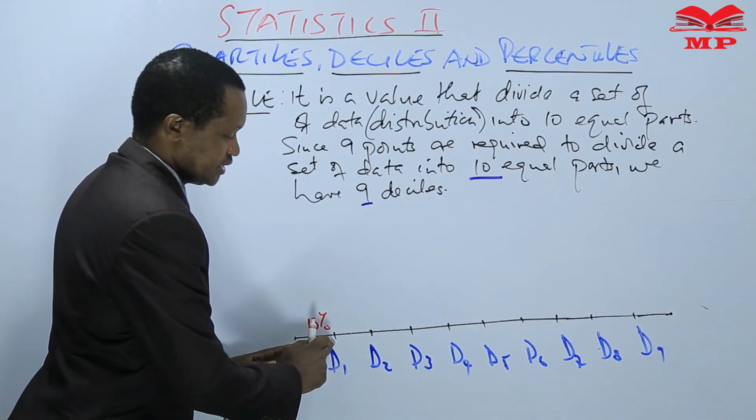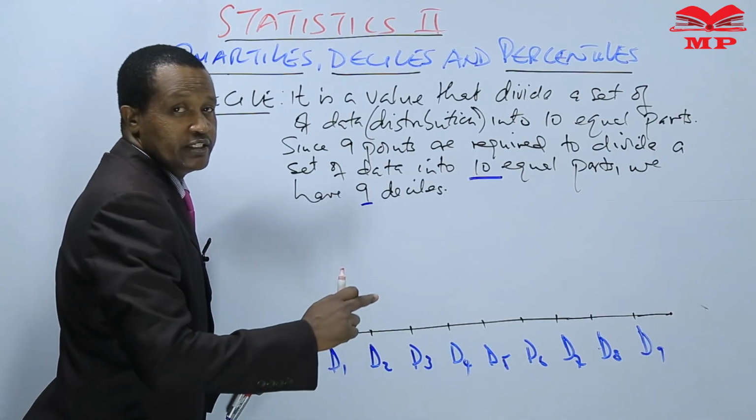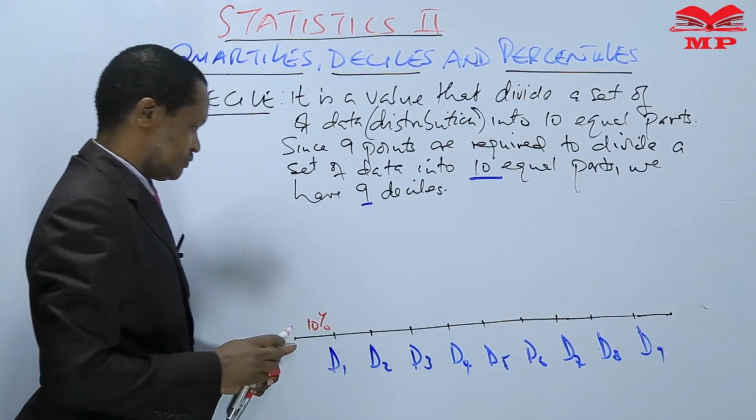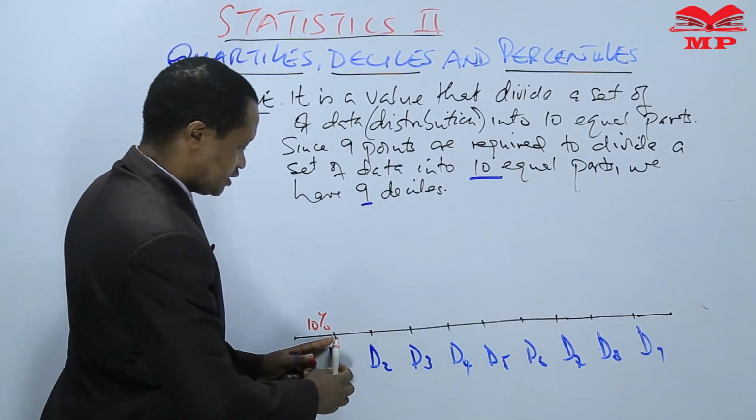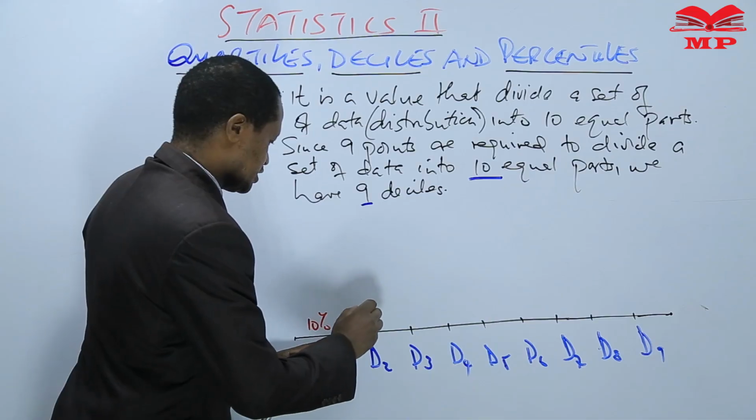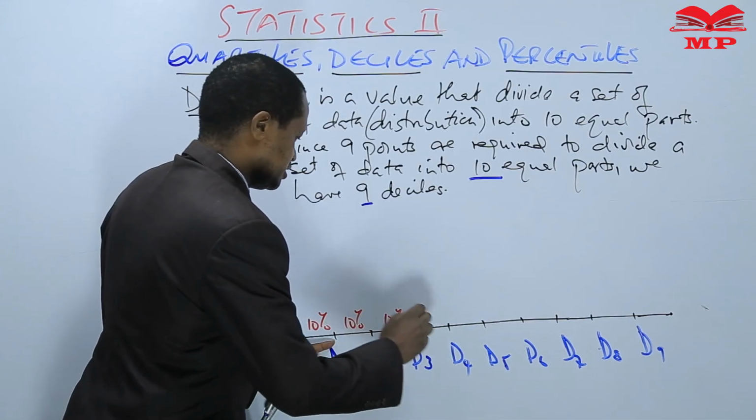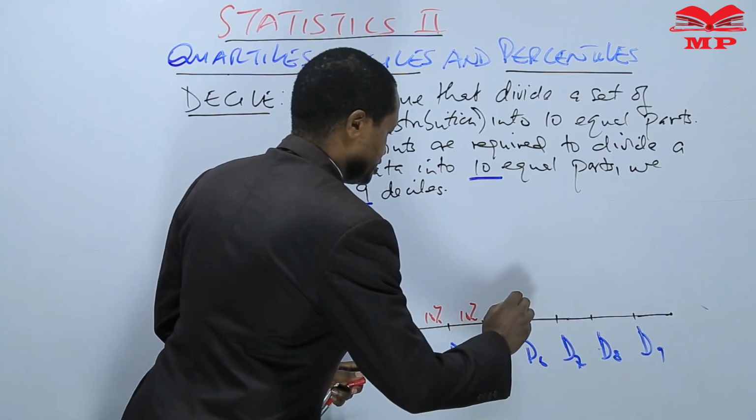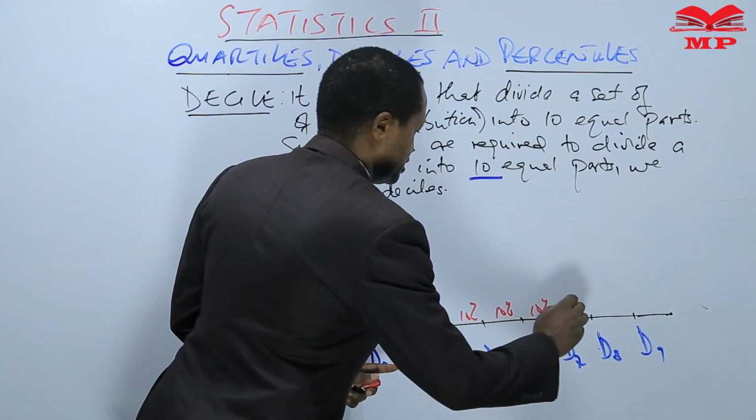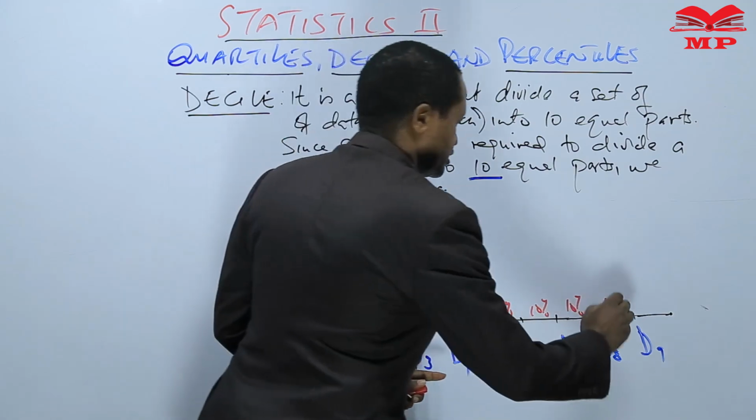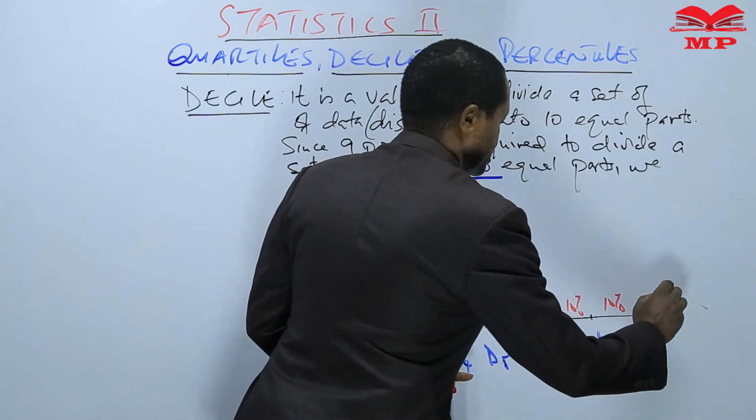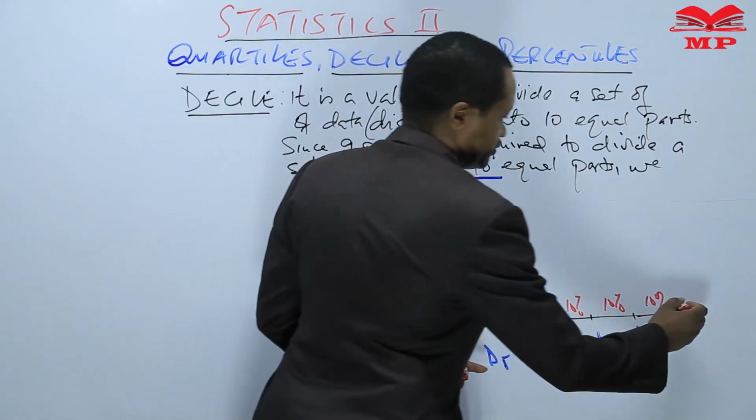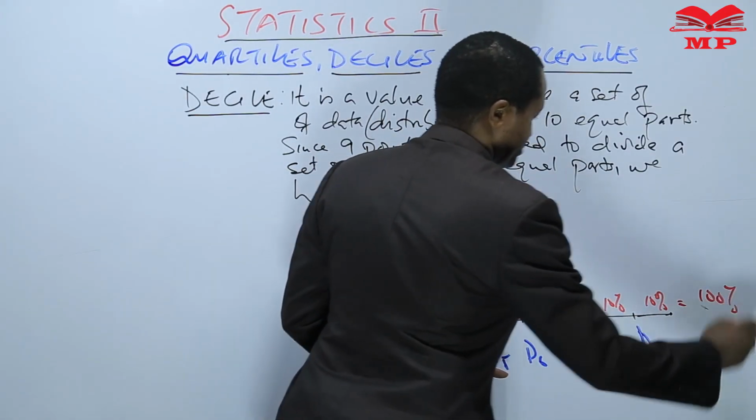Up to this point, that is 10% of the distribution or the set of data or observations. This other part, from this part to this part, will again be 10%, and so on for each part. If you add all these percentages, it will give you the total, which is 100%.